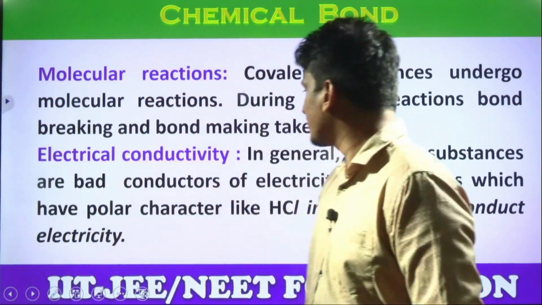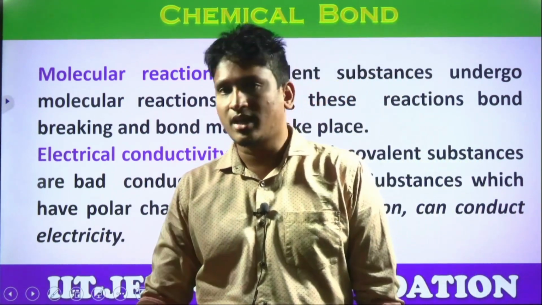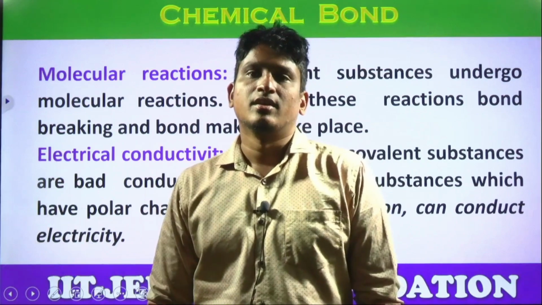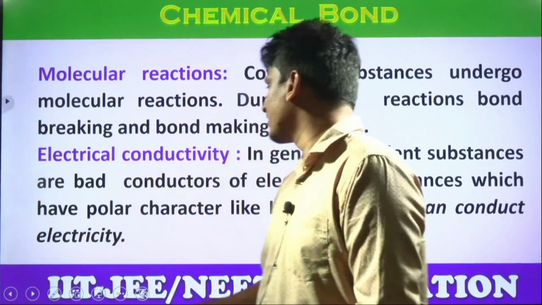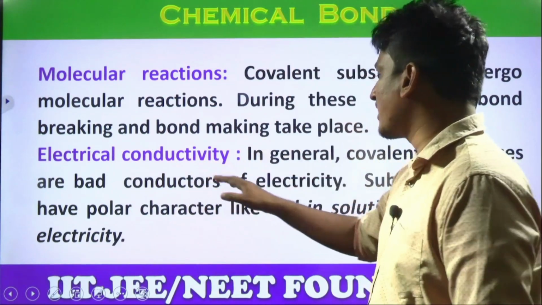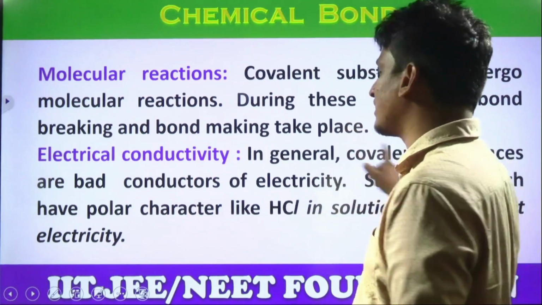So exceptions are there. For example, graphite is a good conductor of electricity. Graphite is a carbon based molecule with sp2 hybridization, so there is a pi bond. There is a reason for the exceptions. So in general, covalent substances are bad conductors of electricity. Substances which have polar character, like HCl in solution, can conduct electricity.